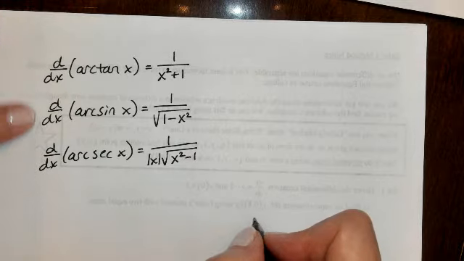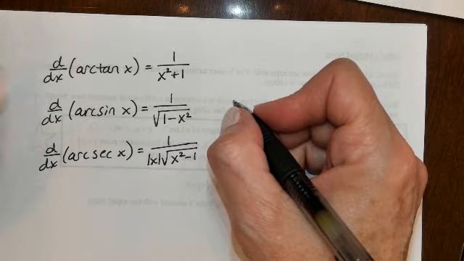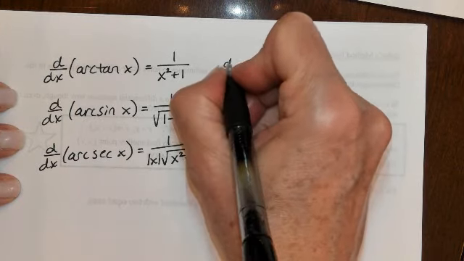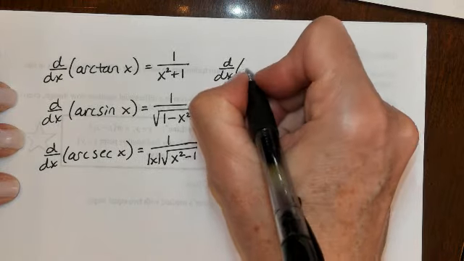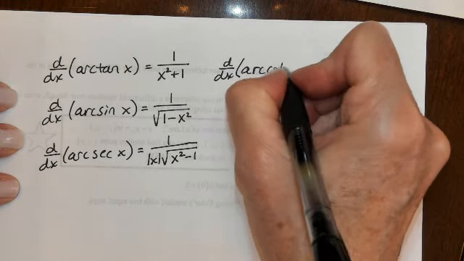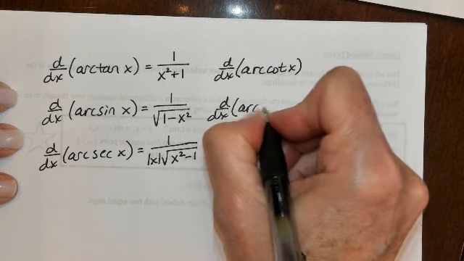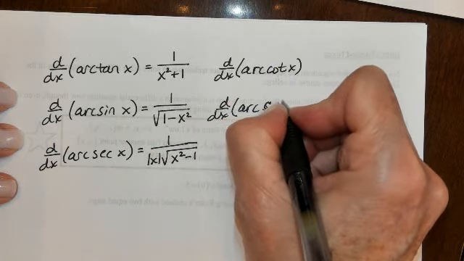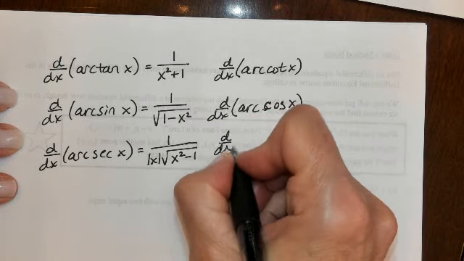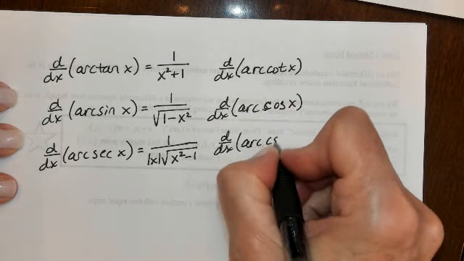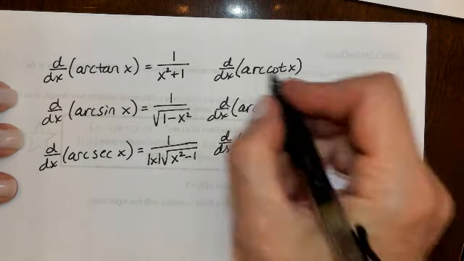Okay, so we have those three, and now let's use our knowledge of the derivative of trig functions to come off to the side here for each of these, and let's find the derivative of arc cotangent x, arc cosine x, and the derivative of arc cosecant x. So we're finding the derivatives of all the co-functions of these, all right?